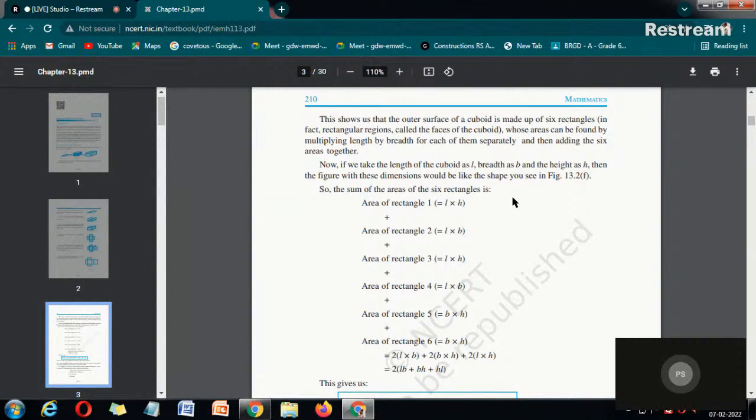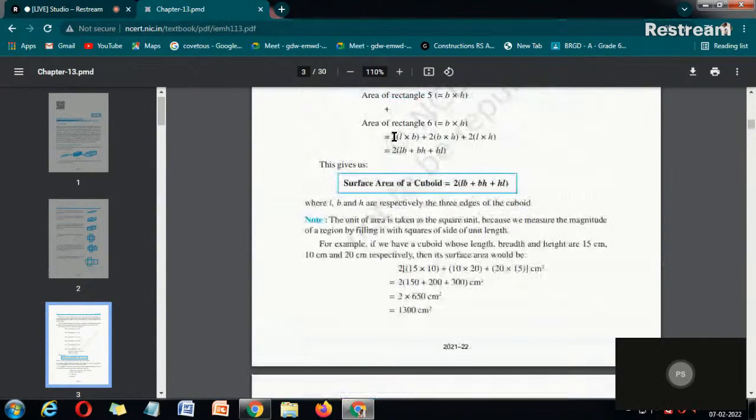When you add all of this, the surface area of a cuboid will be 2(LB plus BH plus HL), where L, B, H are respectively the three edges of the cuboid. The dimensions of a cuboid are L, B, H: length, breadth, and height. So remember this one, which is very important.